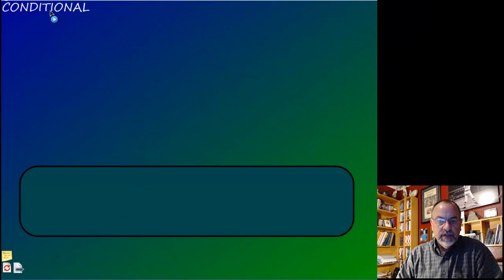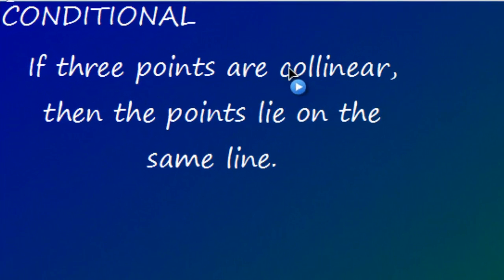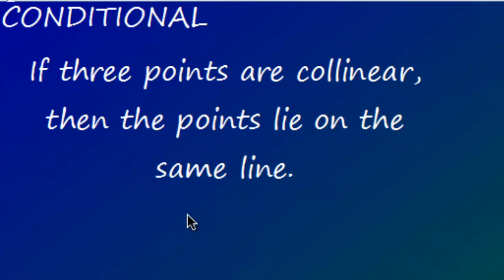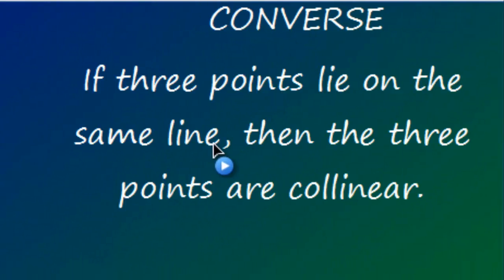Okay, so let's do another one. If 3 points are collinear, then the points lie on the same line. Is that a true conditional? Well, yes, that is true. Now, what is the converse? Well, the converse would be if the points lie on the same line, then the 3 points are collinear. That also is true.